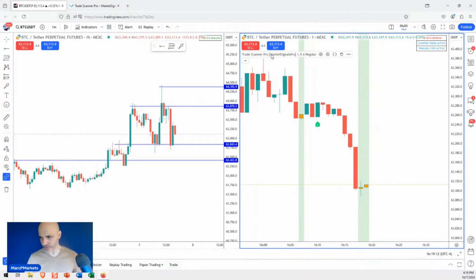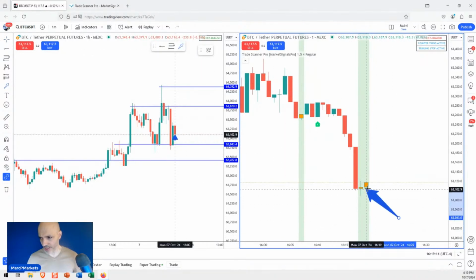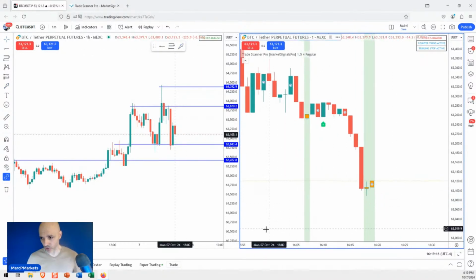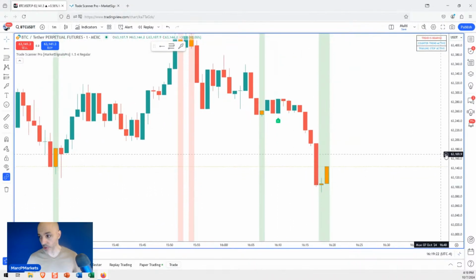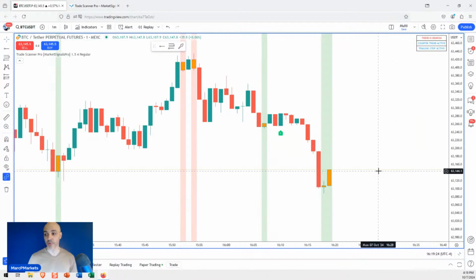All right. So we're getting some warnings here. I like to see that. So I'm still confident on the long side, although I got stopped out, right? No problem. Look at the warning. So a new signal is likely to appear very soon. Once it appears, I'm going to buy it again. So I'm not going to do any early entries.